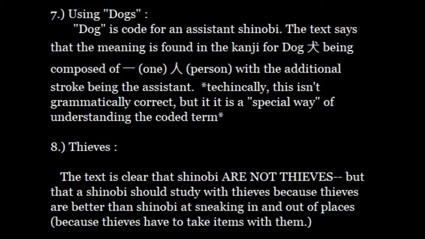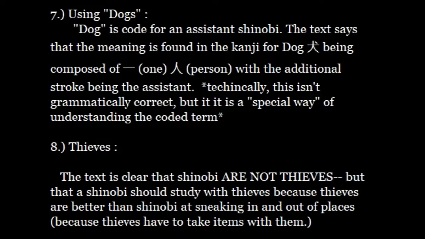Let's see, next one, number 7, using dogs. Now here, dogs is a code word. It's code for an assistant shinobi. So the text says that the way that this is a code word is found in the kanji for dog, being composed of the kanji for one and the kanji for person, with the additional stroke being the assistant.